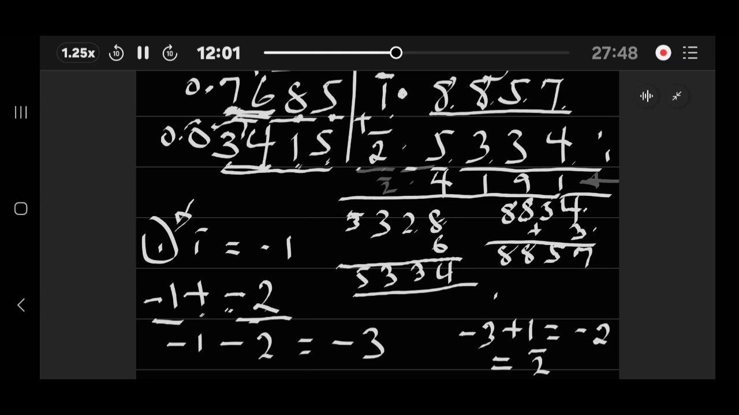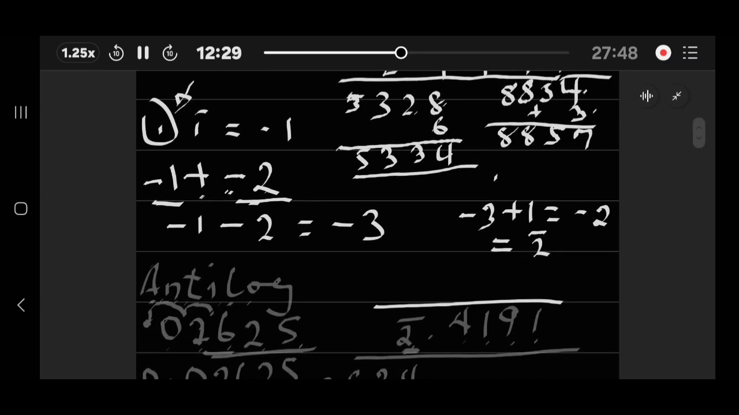Then coming down here, we are going to be having our bar 2. So we have bar 2.4191. Then remaining the final stage. Let me rewrite this number clearly so that we can see it. This is the number here, bar 2.4191. The next thing is to check the anti-log.